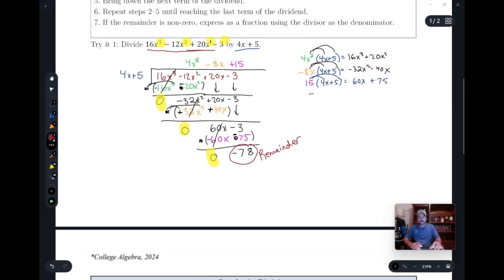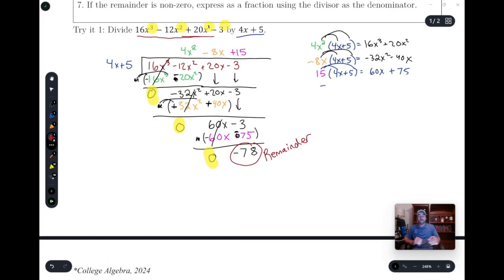And so we've got ourselves an answer. We've divided. And so what we're going to do with that remainder is, if you remember back a long time ago when we did long division of integers in the 3rd grade, you would put that remainder over the divisor. And so we're going to do the same thing.